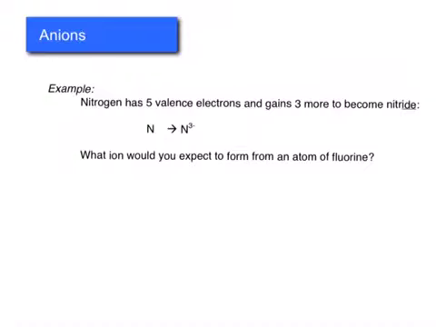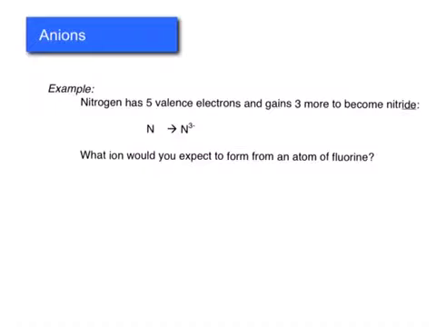Negatively charged ions are called anions. And so we have an example here. If nitrogen has 5 valence electrons and it gains 3 more in order to get to 8, then we call it nitride. So while cations just maintain the name of the metal that they came from, anions take on a new ending when they become an ion. So nitrogen becomes nitride. If you were to make an anion from oxygen, it would be oxide. If you were to make one from chlorine, it would be chloride. So anions always end in -ide.